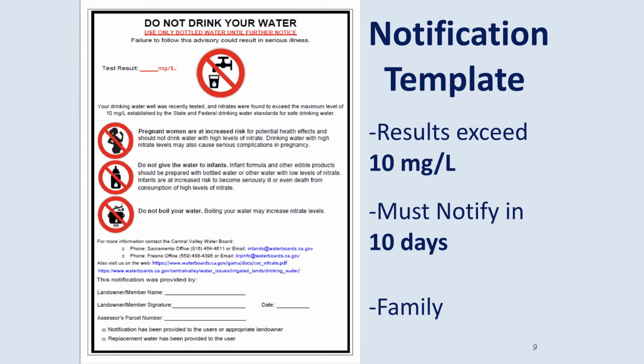So this is the notification template. This was designed to notify users of the potential health risks of drinking the water. So the member's responsibility is if your results exceed 10 milligrams per liter, you have 10 days to notify the user of this water using this form. You sign it and also send a copy into the Central Valley Water Board.